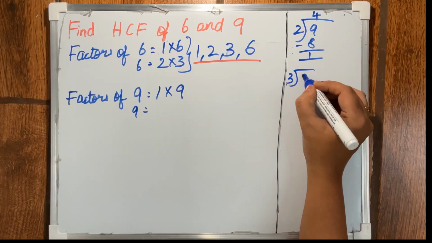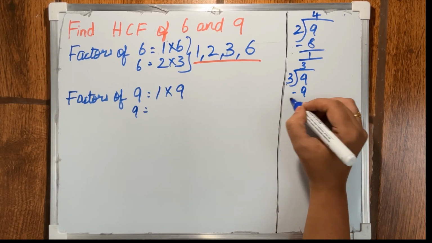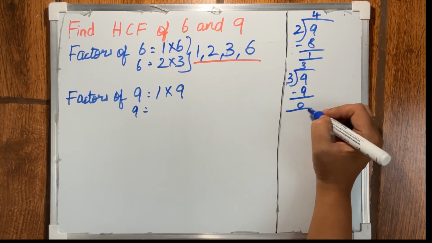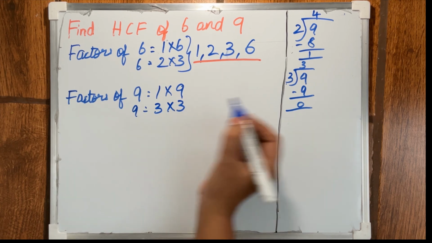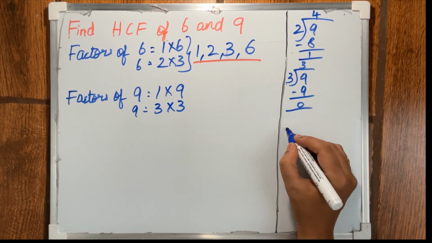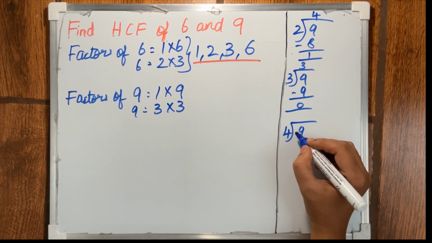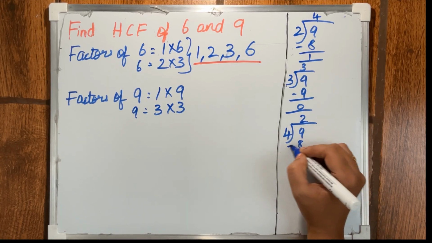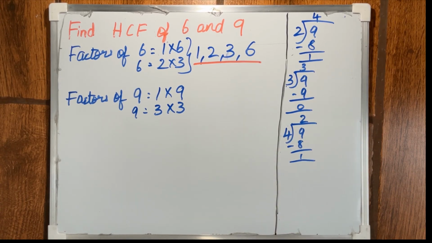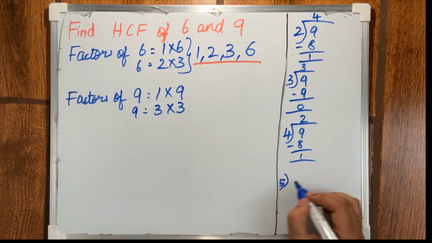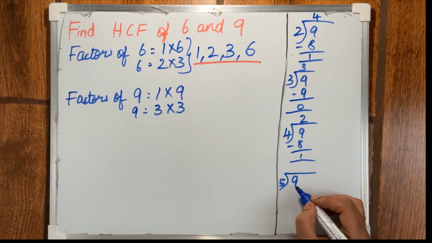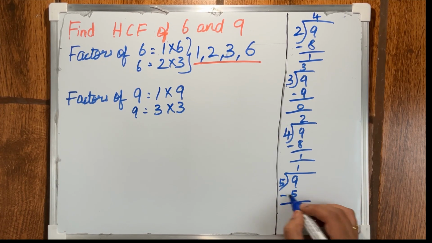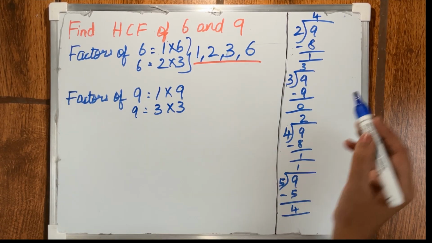Next, number 3. 3 3s are 9. So 3 can be a factor of 9, that is 3 into 3. Next, let's try the next number. 4 1s are 4, 4 2s are 8. So this cannot be a factor of 9. Next, 5. 5 1s are 5, 5 2s are 10. So 5 1s are 5, we get 4 as the remainder, and this cannot be a factor of 9.